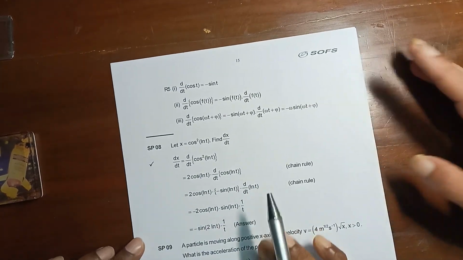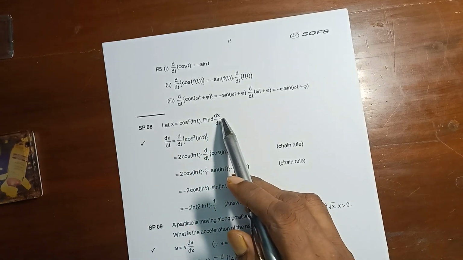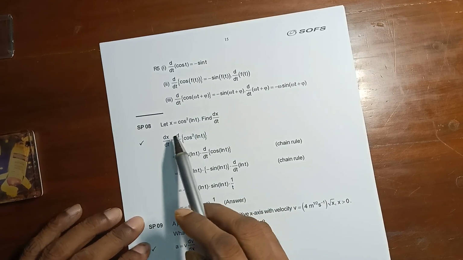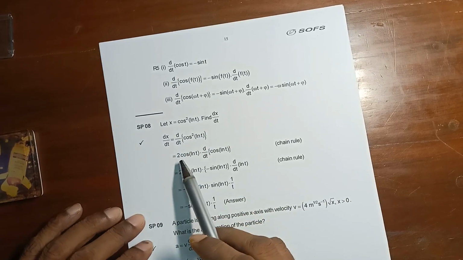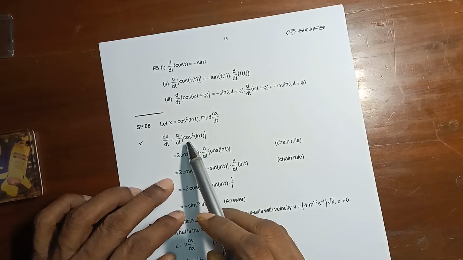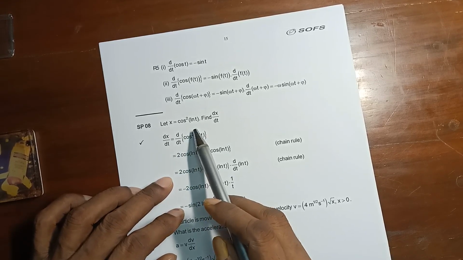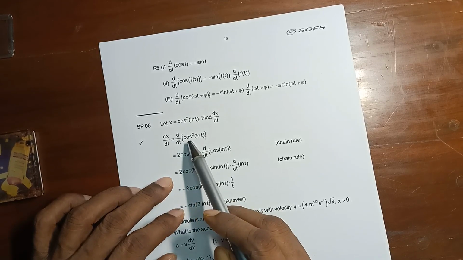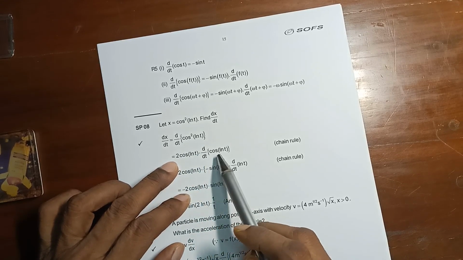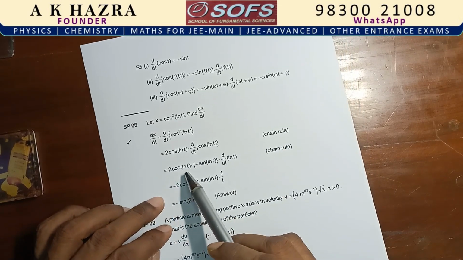Now one sample problem. x equals cos square of ln t. We have to find dx/dt. So dx/dt is d/dt of what is x: cos square ln t. The cos square ln t cannot be differentiated directly, so let cos ln t be equal to z. So it will be z square. d/dz of z square means 2z. So 2z means 2 cos ln t into d/dt of z, so d/dt of cos ln t. Chain rule. Now 2 cos ln t.